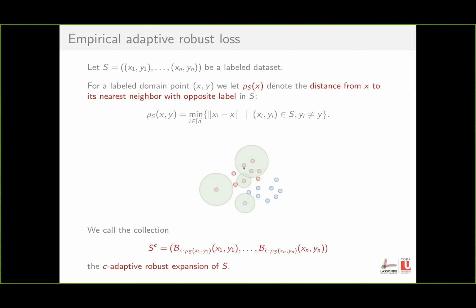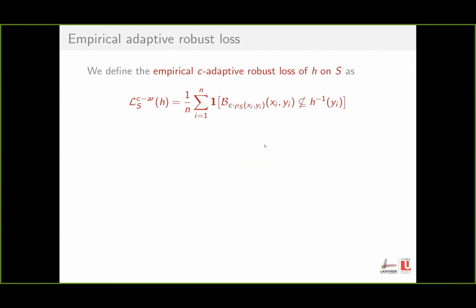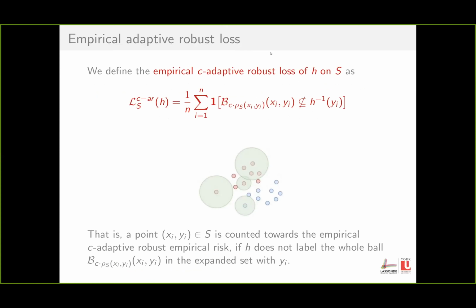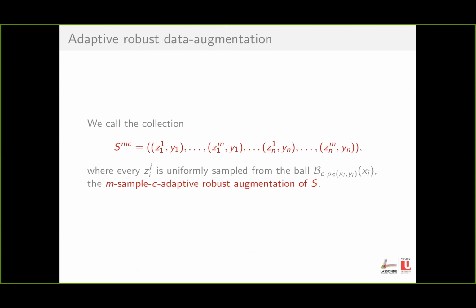So even though this is not a pointwise defined loss function in the traditional sense, there's a very natural version of this that can be applied to data sets. Right, so this is the formal definition. And this also leads to a very natural data augmentation framework. Now that we have this adaptive robustness radius on a data set, we can use this radius in a data augmentation framework.